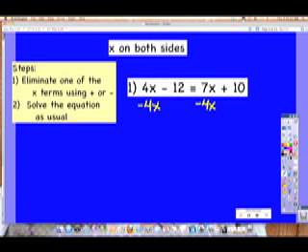Negative 12 equals, if you have 7 x's and we take away 4 of them, how many do we have left? 3 x's, and don't forget what? Plus 10. All right. Great. Good job. Now, this is like we did yesterday, right?